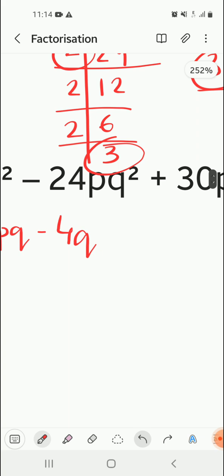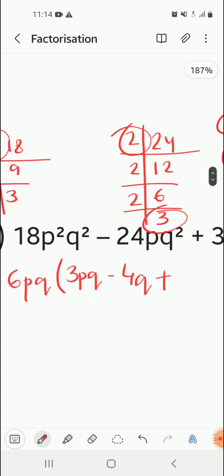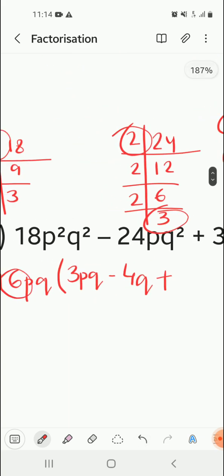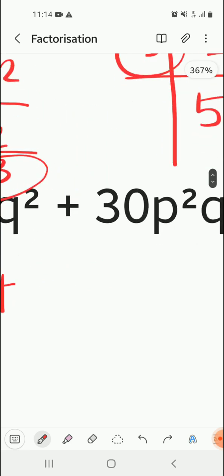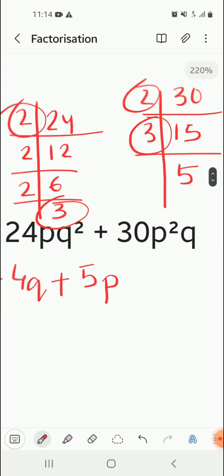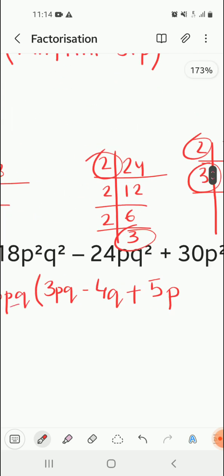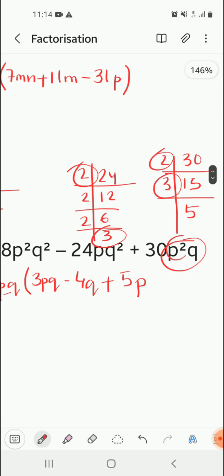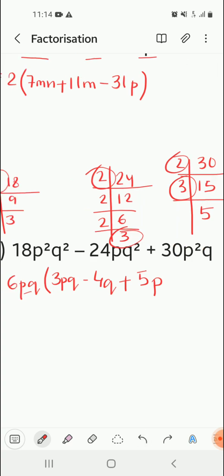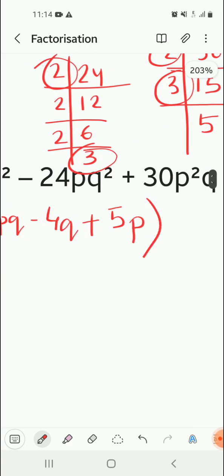Then plus 30. And we have got a 6 here. So 6 into 5 is 30. So we are going to write 5. Here we are going to write one p because here we have got p q, and here we have got p square q. So we are left with one more p. So this is common.